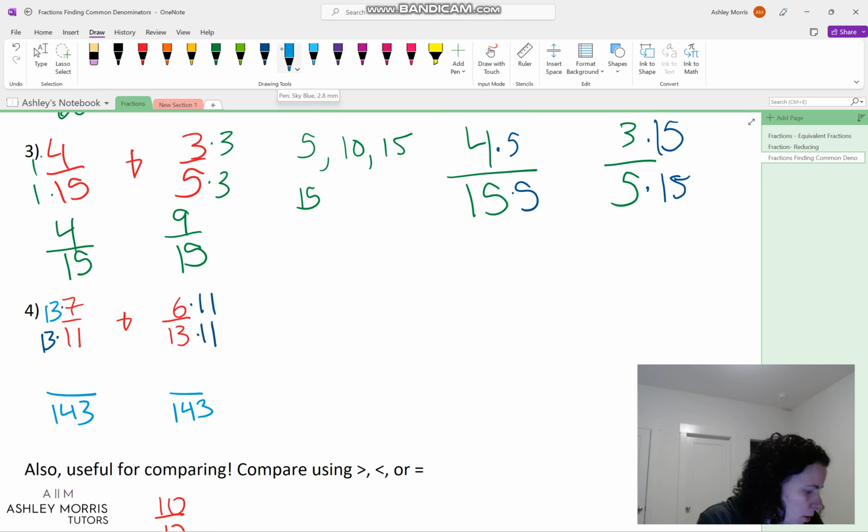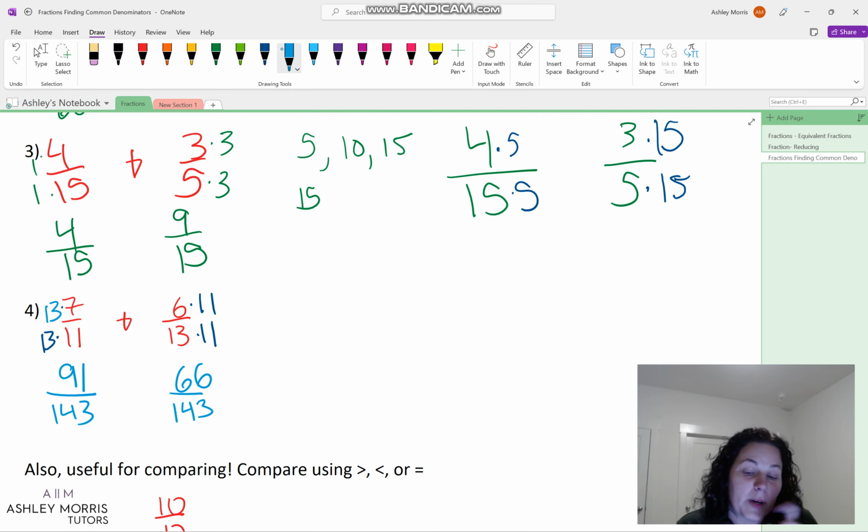Writing and talking does not always work. So that should be 91. My apologies. And 66. This is why doing work when you're distracted is not always a good idea. I was writing and talking, and I multiplied the 7 by 11 by accident. We want to multiply by 13, which was the denominator for the other fraction. And then the 6 and 13, I multiplied those by 11, which was the denominator for the other fraction.